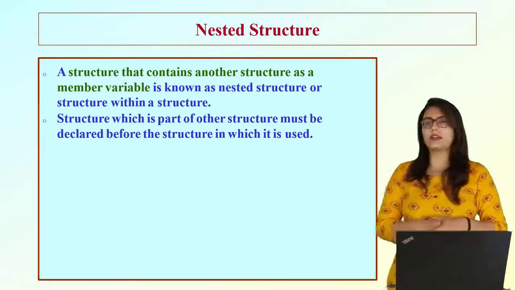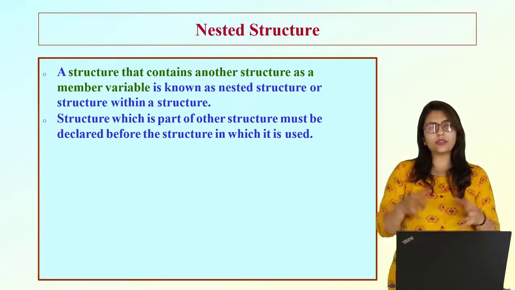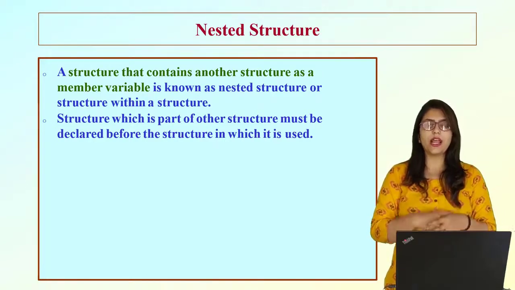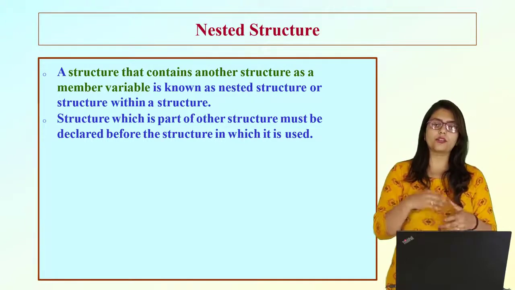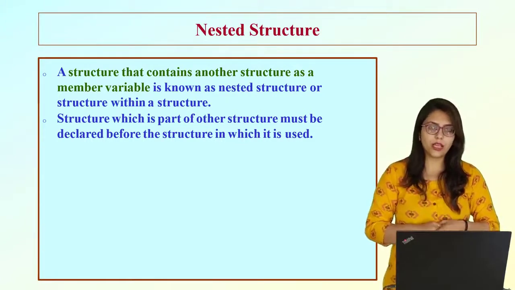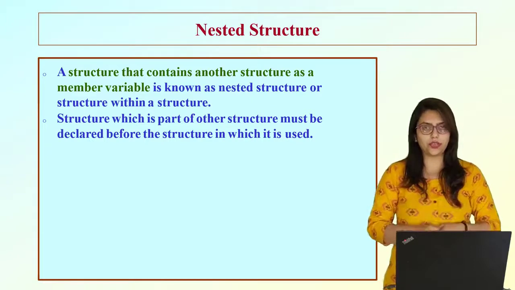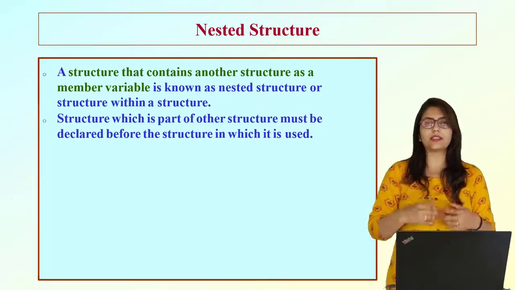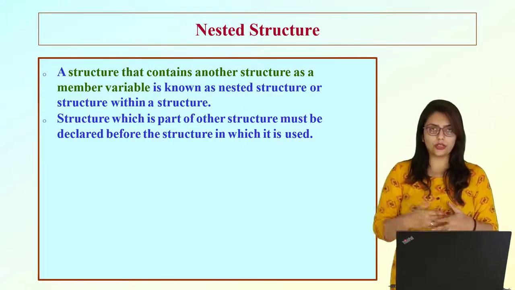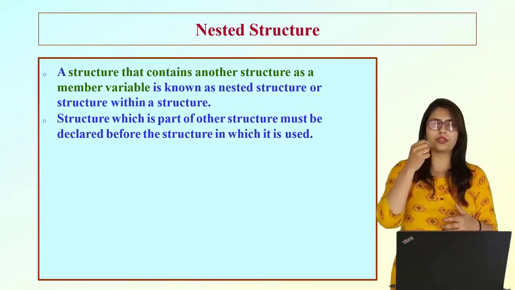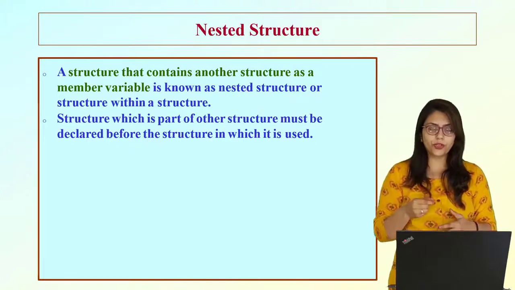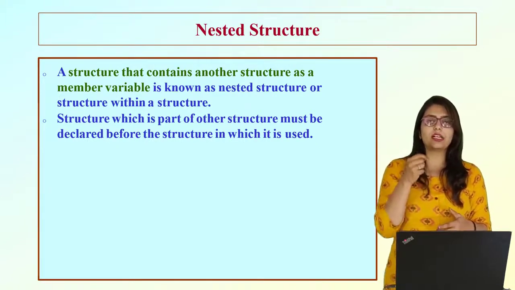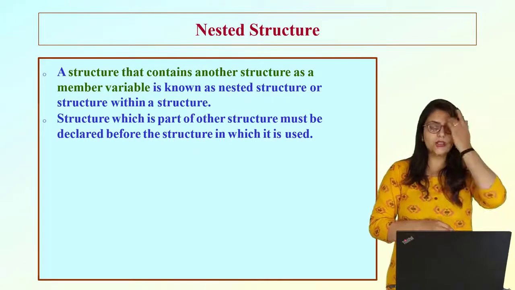As you can see in the definition over here, a structure that contains another structure as a member variable is known as nested structure, or structure within a structure. But the condition for nested structure is that the structure that you are going to use in another structure must be declared before it. So if you are using structure 1 inside some structure 2, while declaring structure 2, you have to first declare structure 1. So that is the rule.